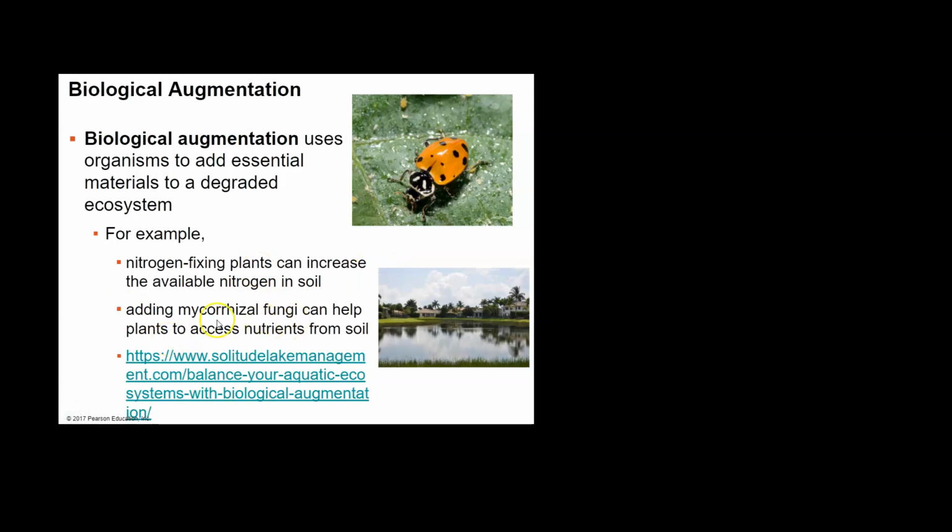Also, you could add this mycorrhizal fungi to help plants get the nutrients that are already present in the soil, so enable them to do that. There are actual companies like this one here where you can add microbes to an aquatic ecosystem in order to get it to have the correct nutrients to have a balanced ecosystem. So there are actually companies that will come out and look at a water source and add the appropriate organisms to it to get it to a healthy ecosystem, a balanced state.